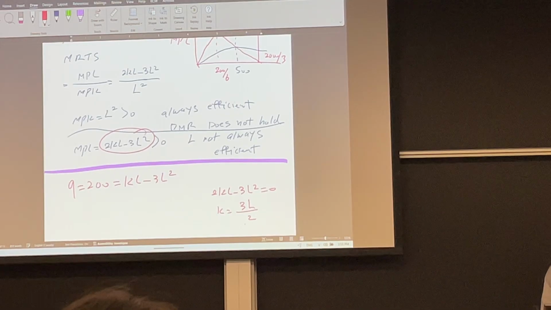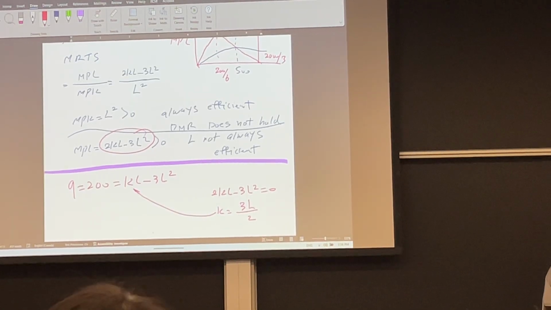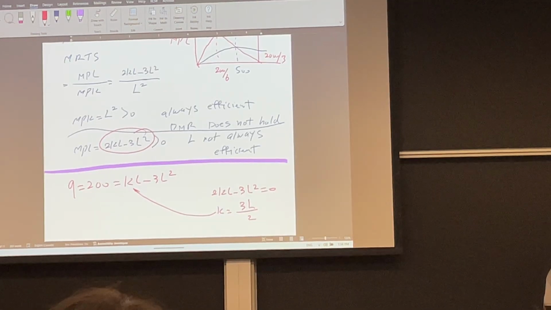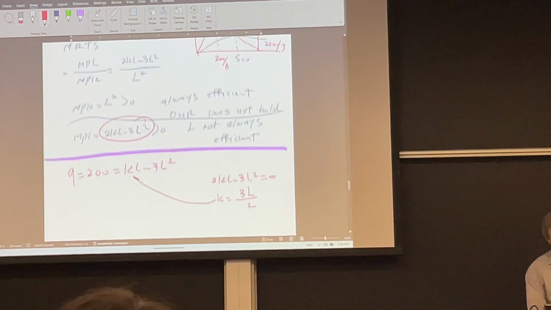Am I right? Is that right? That's right. Take this one, plug it there. That tells you the maximum labor it can use, because anything more you violate that condition. So let's do it.